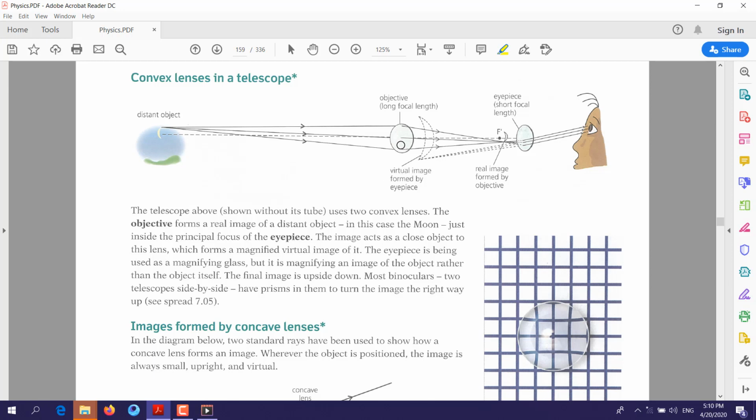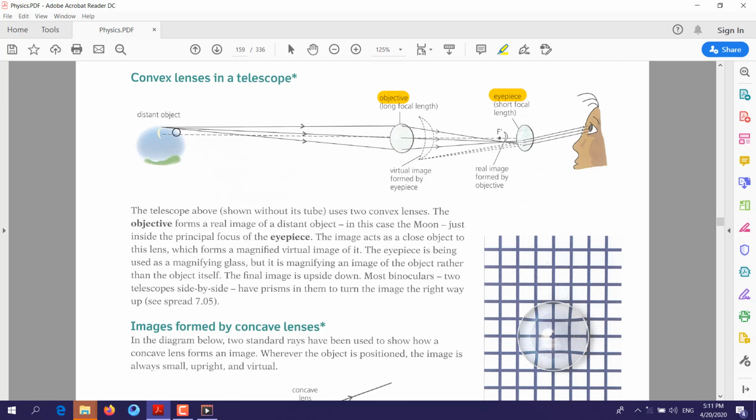Okay, each of these two lenses has a name. The first one, we call it the objective lens, because here we will see the object, which could be, for example, the moon. And the other lens, we call it the eyepiece lens. Why do we call it eyepiece? Because it's closer to the eyes.